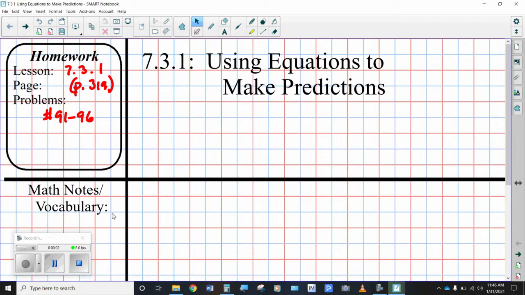All right, let's take a look at our lesson for 7.3.1. This is where we are going to pull everything together with our scatter plots and our creating of equations. And we're actually going to start looking at situations, creating a line of best fit, identifying the rule for that line of best fit, and then using that rule to answer questions about the data and the situation that we have before us. So let's get to it.